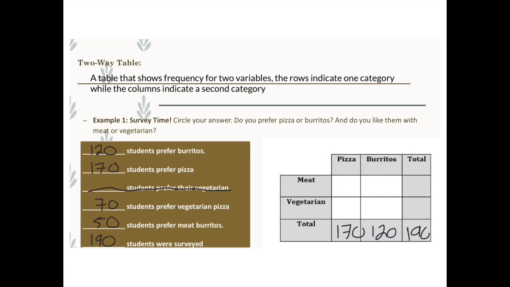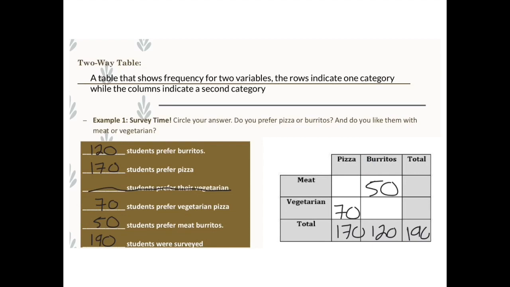Okay, now we've got our inside information to fill out. We've got this 70 and this 50. So the 70 are people who like pizza but want it to be vegetarian. So we want to go to our pizza column and go down to the vegetarian option and put 70. And then for our burritos, we know that 50 students prefer burritos with meat. So we would go over to our burrito column, go to the meat section, and we know that has to be 50.